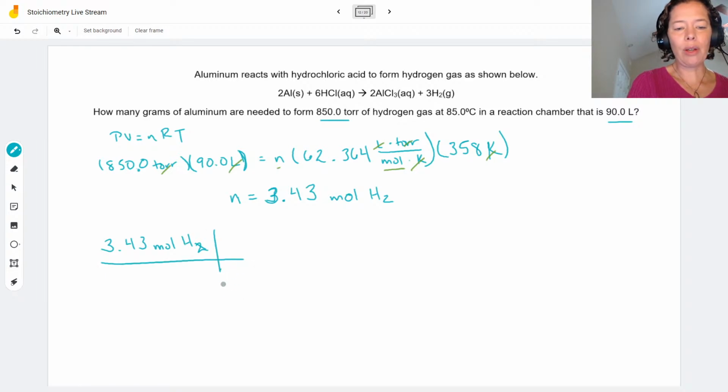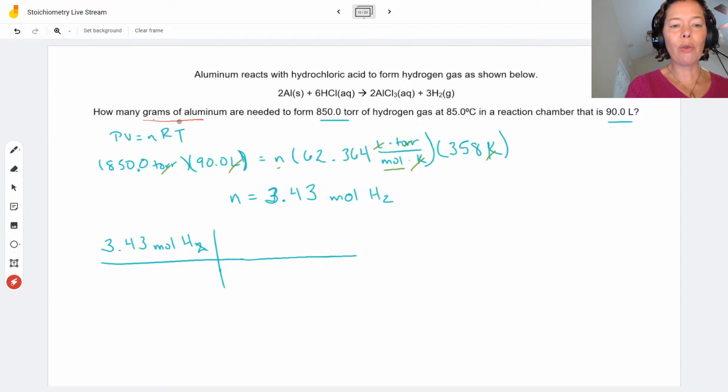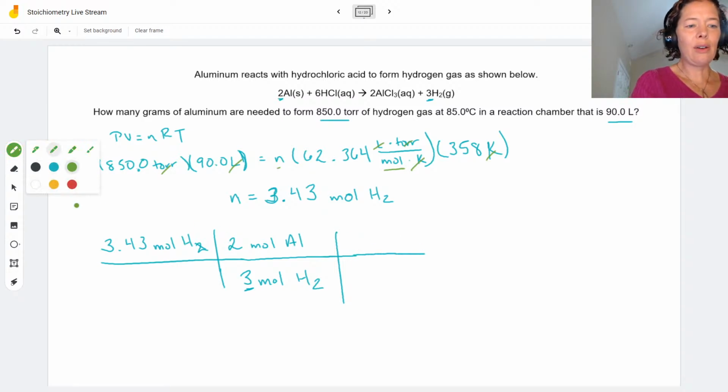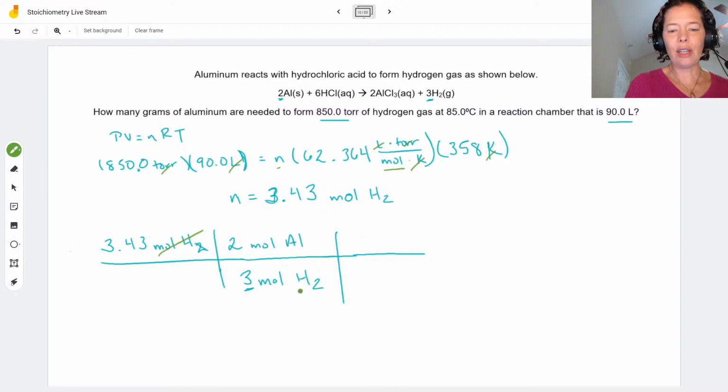And now I want to convert into, let's go back to the problem. We're going to want grams eventually, but we want aluminum, so we need to convert to aluminum. So I'm going to have 3 moles of hydrogen in the denominator because I want my moles of hydrogen to cancel. Again, this 3 is coming from my balanced chemical equation. I'm going to aluminum, so that is going to be 2 moles of aluminum. And now you can see that my moles of hydrogen have canceled.